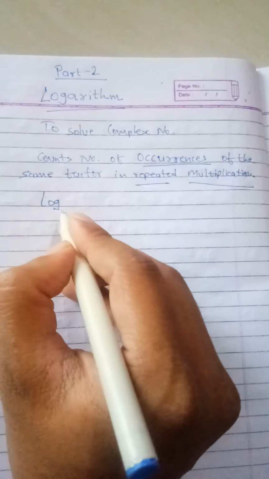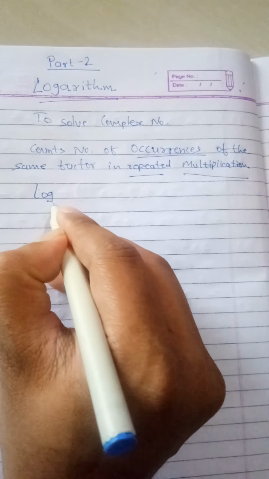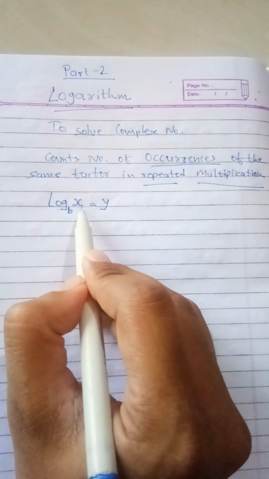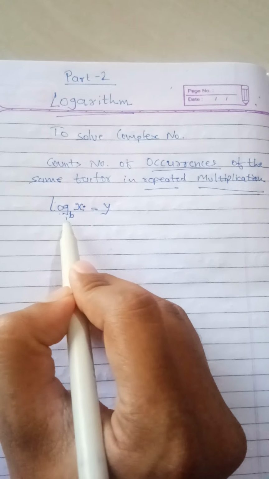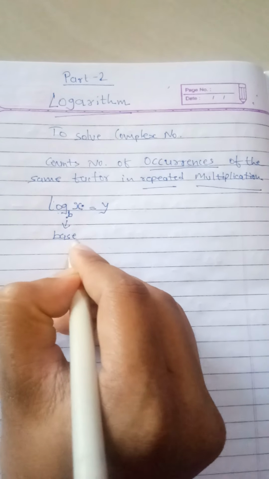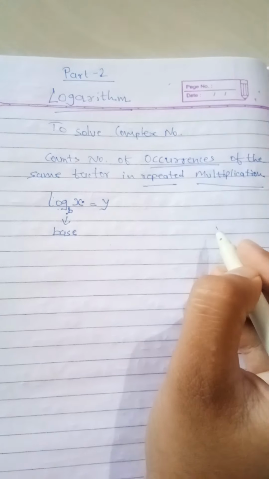We will see it by just one example. You will clear the doubt. The symbol of logarithm is written like log. Log of something is equal to answer. Let log of something with base b be x. Here b stands for base, and whose answer is y.